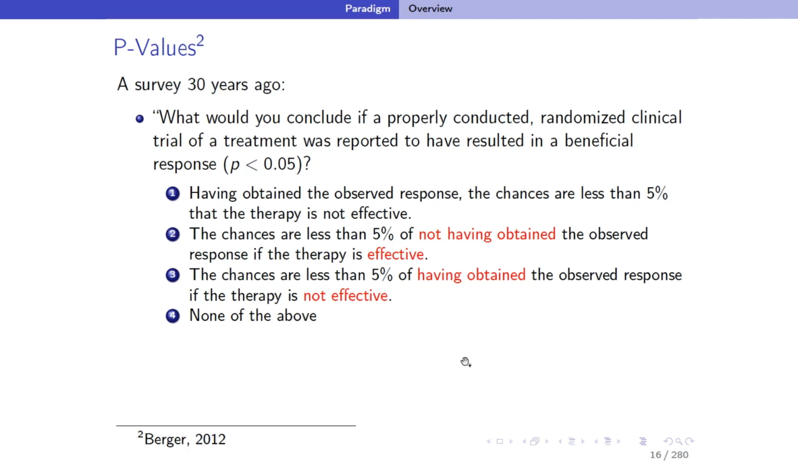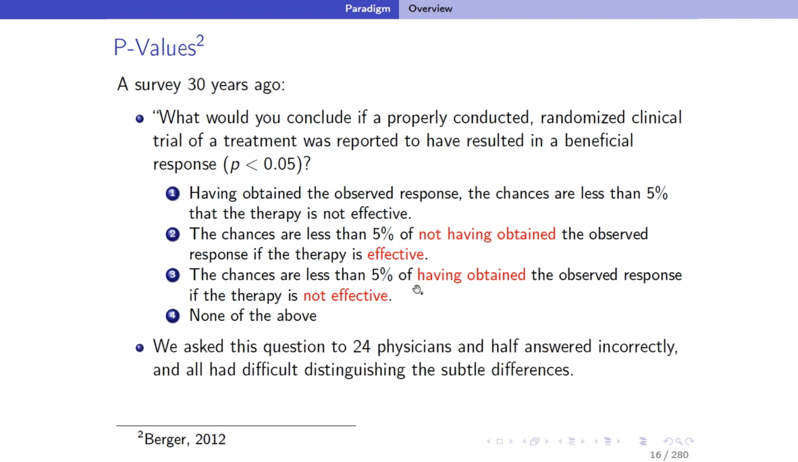And now there are two confusing and equally confusing statements. Is it that the chances are less than 5% of not having obtained the observed response if the therapy is effective? So you assume the therapy to be effective, and you say that there is less than 5% chance of not observing it. Or you set the null to be that the therapy is not effective, and say the probability is less than 5% of seeing the data that you have. Okay, or the fourth one is not really.